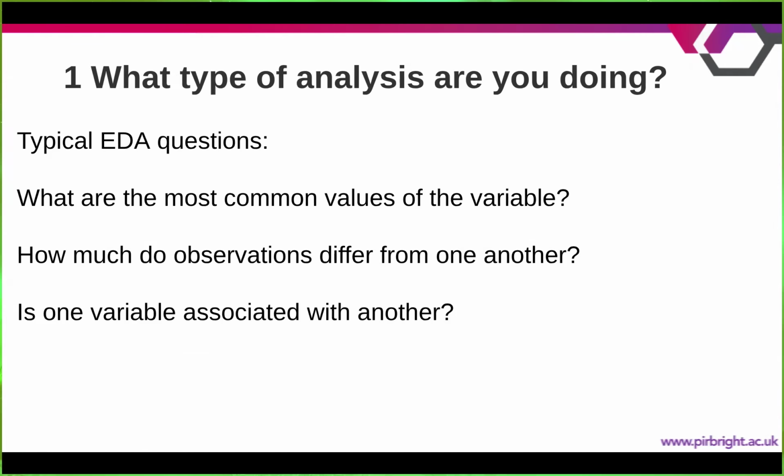So the typical EDA questions that might be answered are: what are the most common values of a particular variable? So that could be using the mean, median, mode, different features in a quartile range. We might think about how much variation do we have in our data sets or groups. And we might also think about the tendency for different variables to be associated with each other or not.